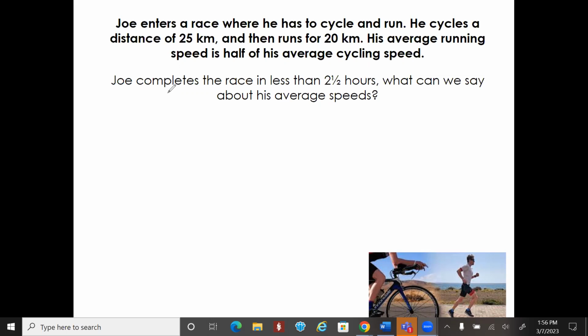Okay, so he cycles 25, he runs 20, and his running speed is half of his average cycling speed, right? Okay, so his running is half of his cycling. He completes the race in less than 2.5 hours. What can we say about his average speed? So what will we do about this one? Thoughts? No idea?